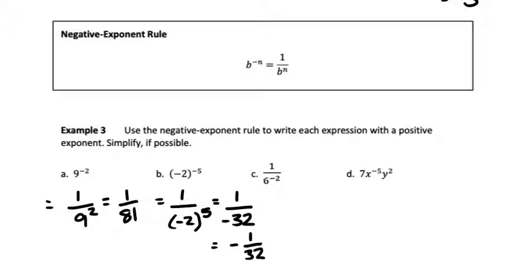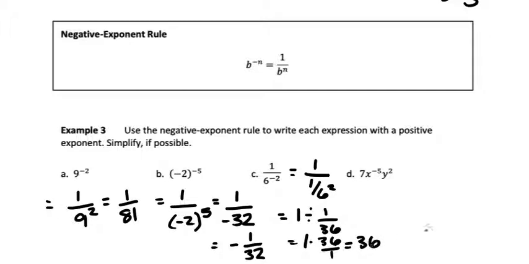For c, we have 1 over 6 to the negative 2 power. Now this one is already in a fraction, so it's a little bit weird. What's going to happen is, leave that 1 over on top as it is, and then the bottom becomes 1 over 6 to the positive 2 power. Now thinking about dividing fractions, this is 1 divided by 1 over 6 squared. Flip the second fraction and multiply: 1 times 36 over 1. That's equal to 36.